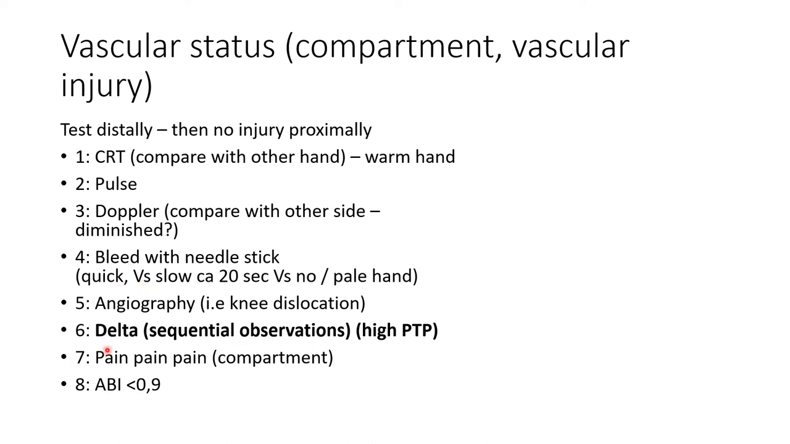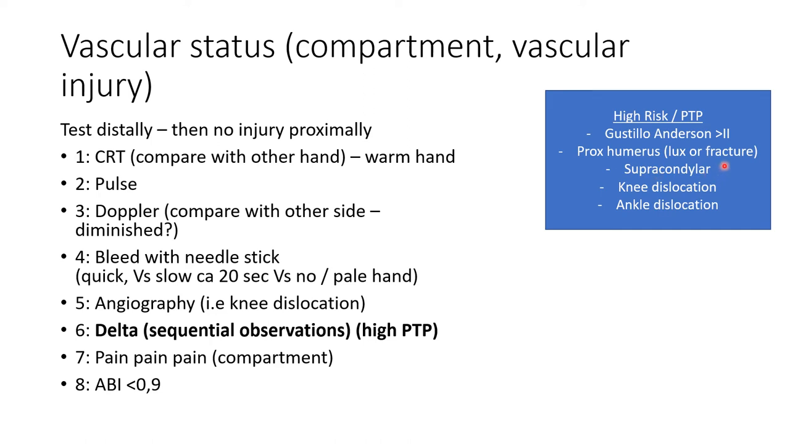And then, of course, with compartment syndrome, it's pain, and you can do the ABI, the ankle brachial index, where you compare the perfusion in the leg with the arm. If the arm blood pressure divided by the leg blood pressure gives you a quotient of lower than 0.9, then it's a bad thing. Okay.